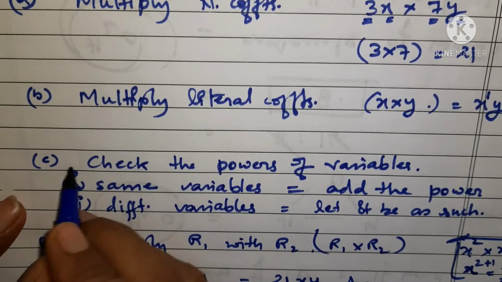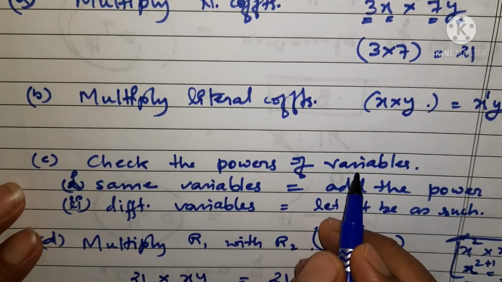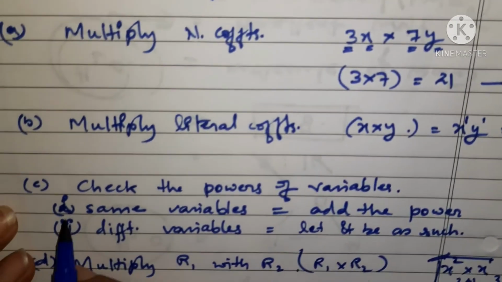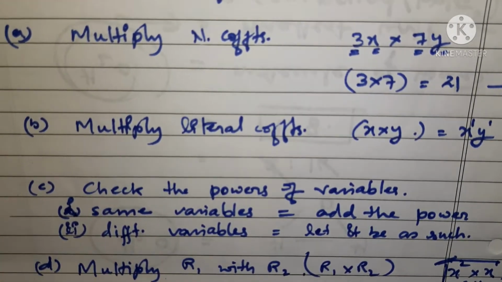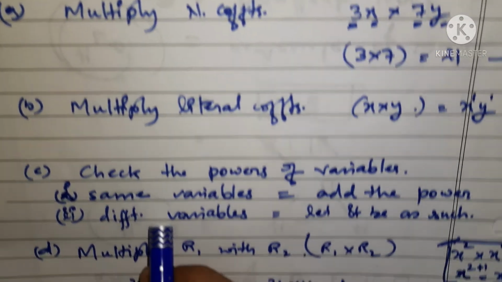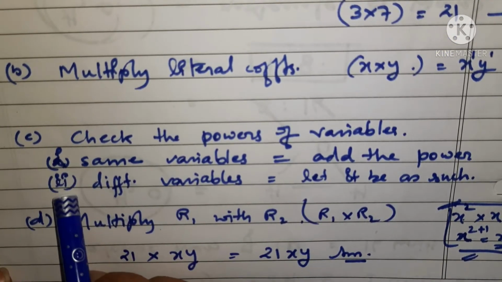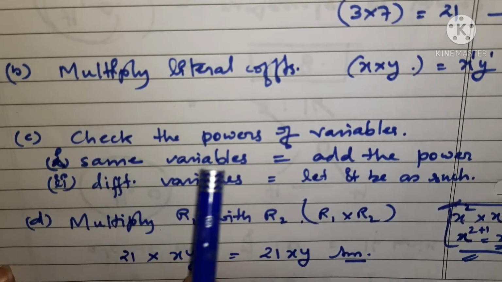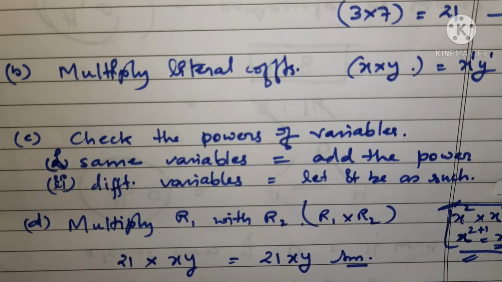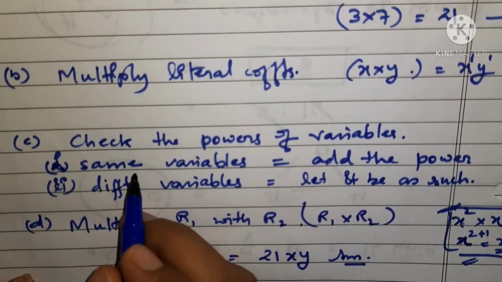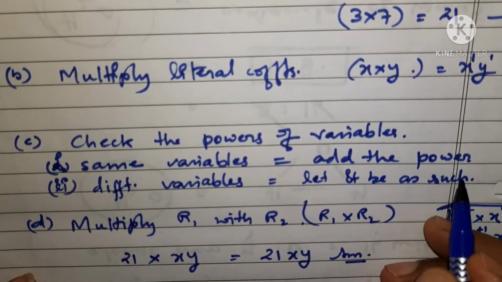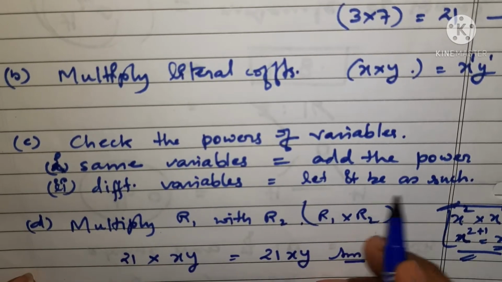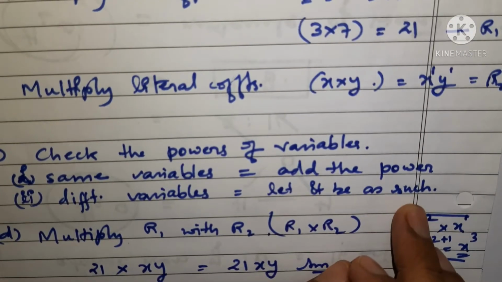Then in the third step, check the powers of the variable. अब हमें इनके powers को check करना है, लेकिन उसके पहले हमारे पास 2 conditions और हैं. So let's see the cases. In this you can have 2 cases. The first case is that you have to check whether the variables are same or not. If the variables are same, you have to add the powers. अगर हमारे variables same हैं तो हमें powers को add करना है. And if you are having different variables, in that case we will leave the powers as such. We will not change any of the powers.